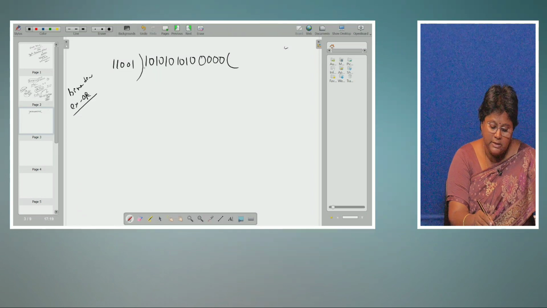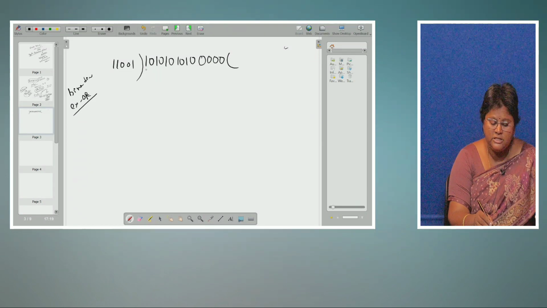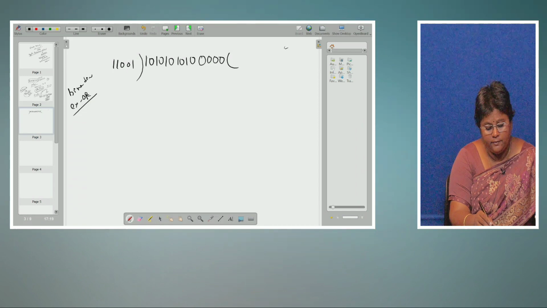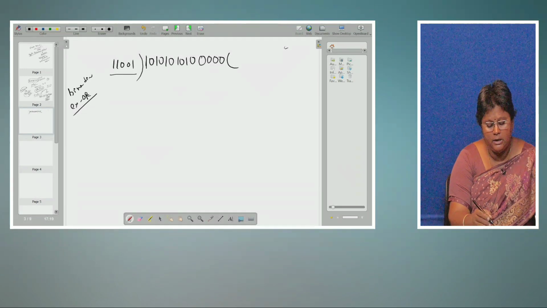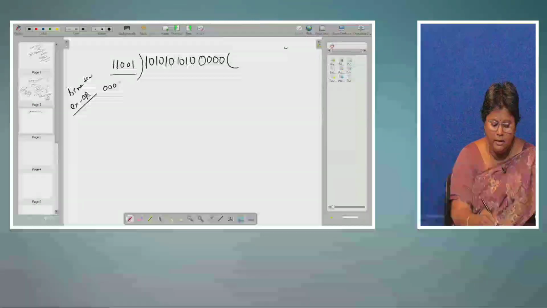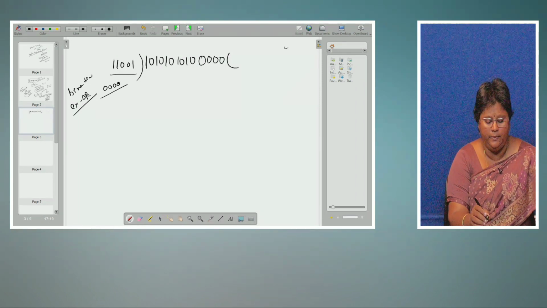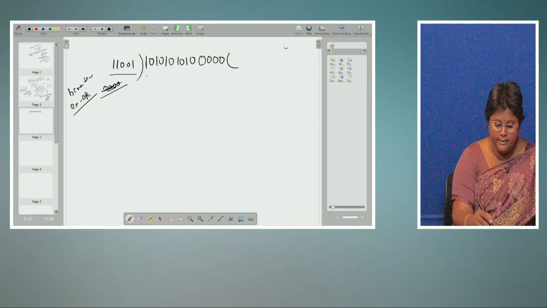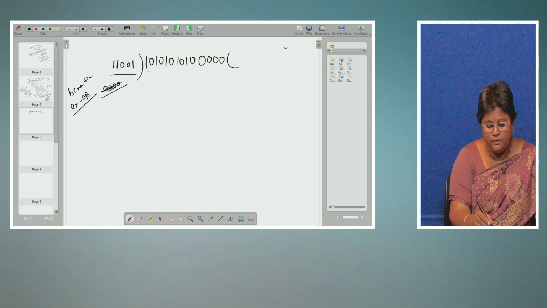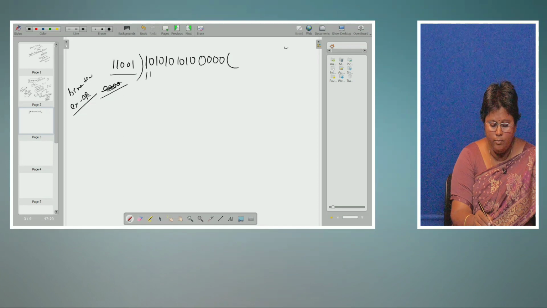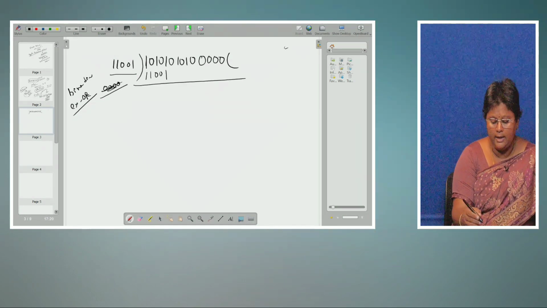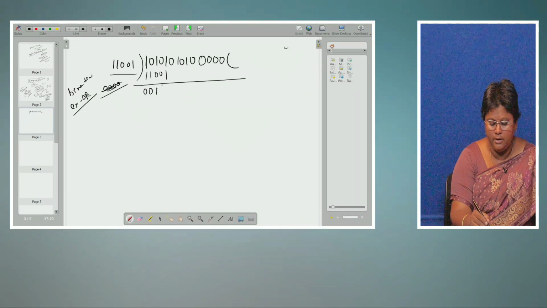Let us suppose, in this case the first bit is 1. Now if the first bit is 0, what shall I do? You said you have to start with 1. So if the first bit is 0, then in place of dividing with the given divisor, you keep all zeros in the divisor and divide with that. Now I'll show you how to divide that. In the first case I have 1, so I am dividing by 1 1 0 0 1.